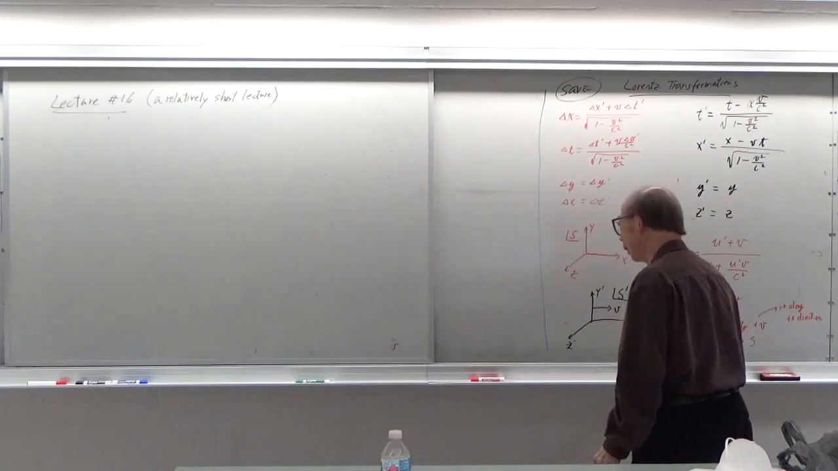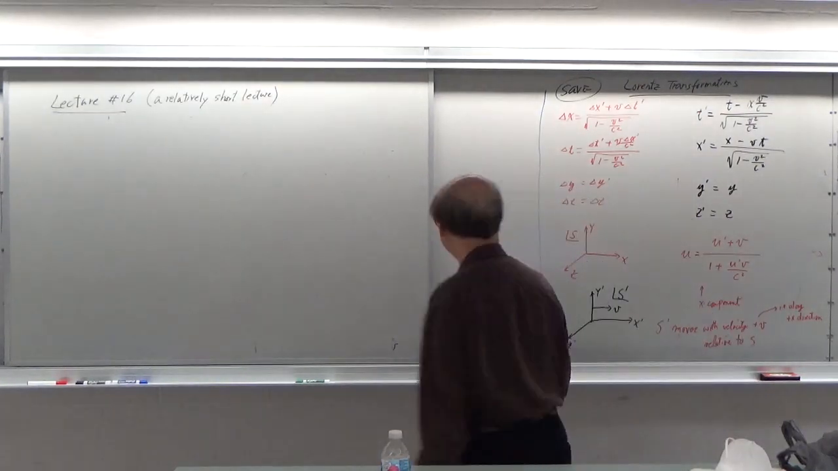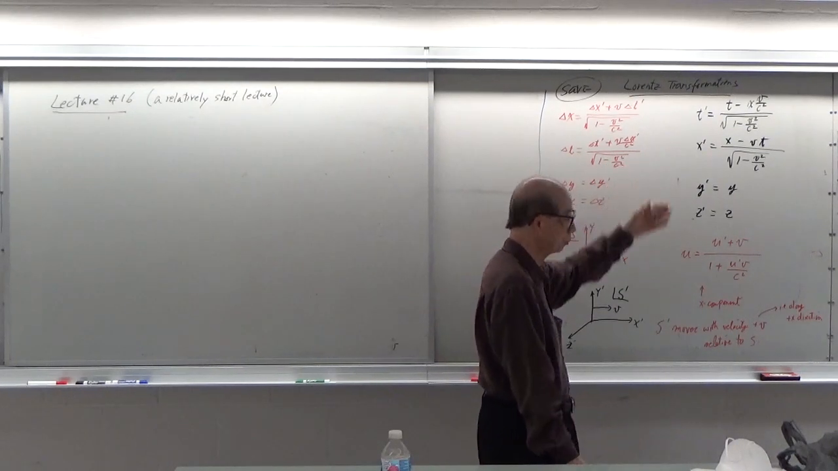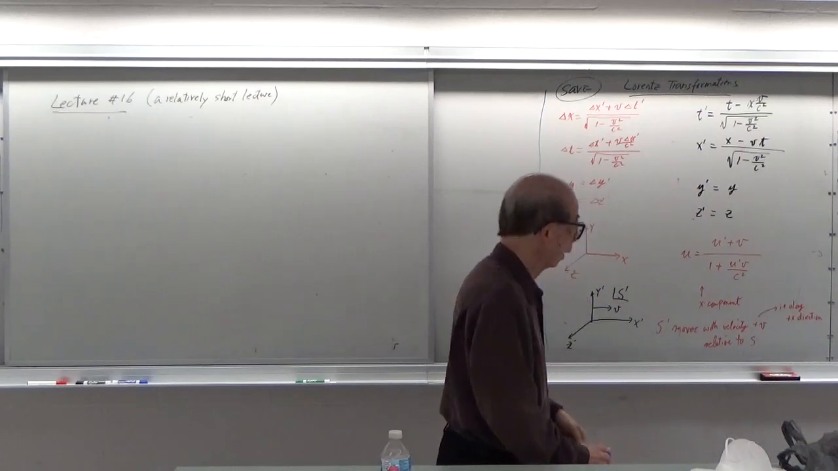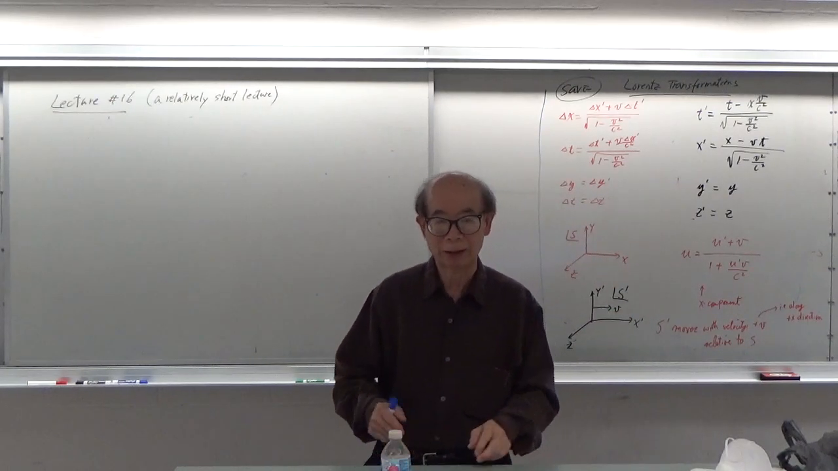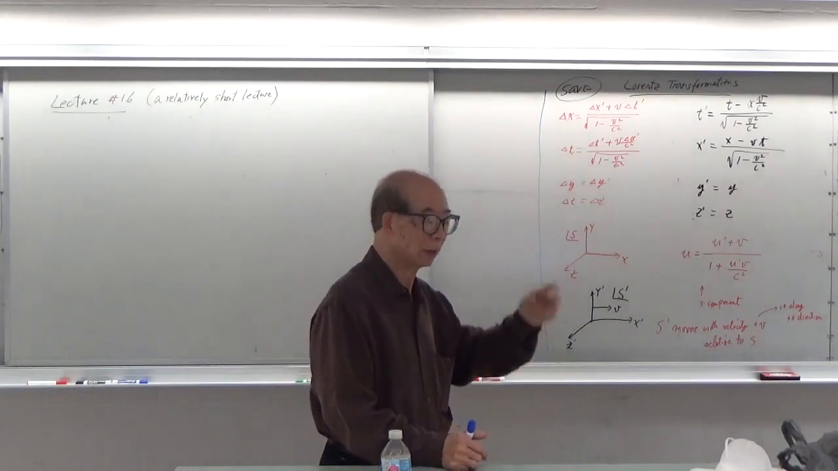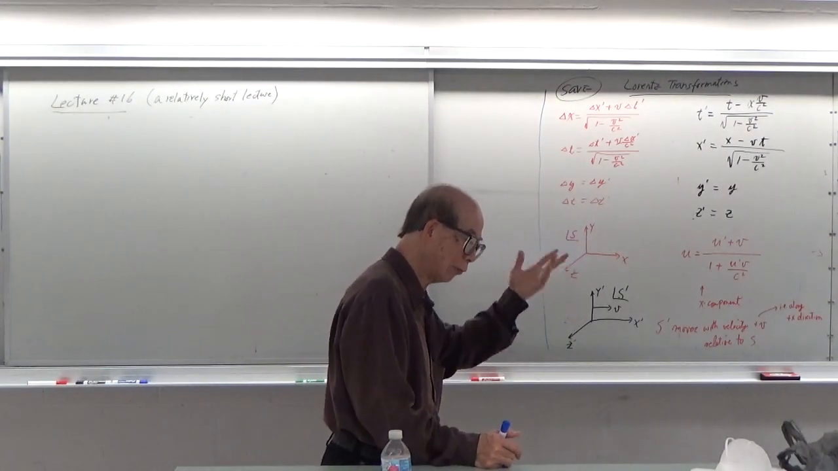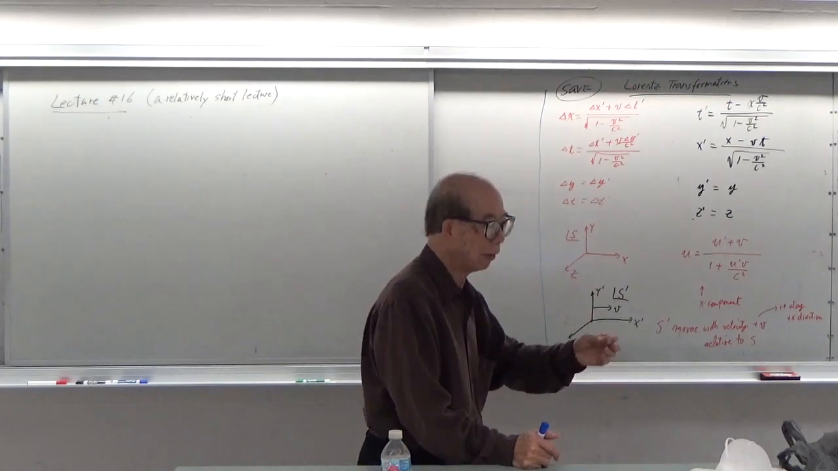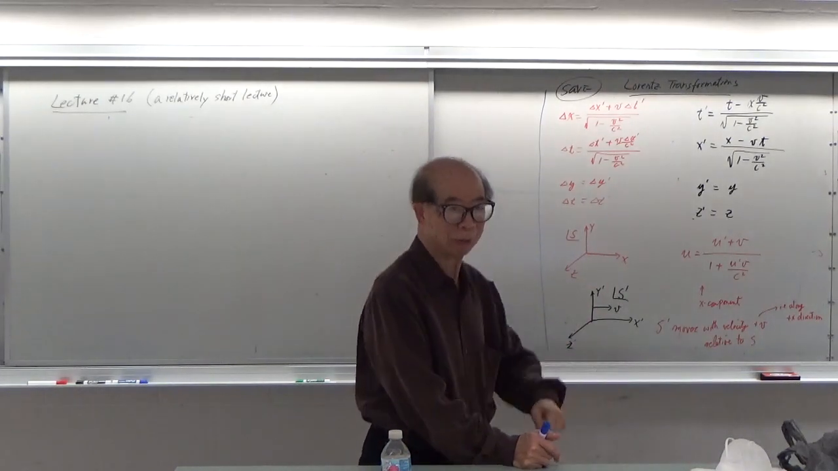Okay, you remember that in the last lecture, we derived the Lorentz transformations, which tell you the coordinate and the time of an event in one frame, in terms of the location and time of that event in another frame.